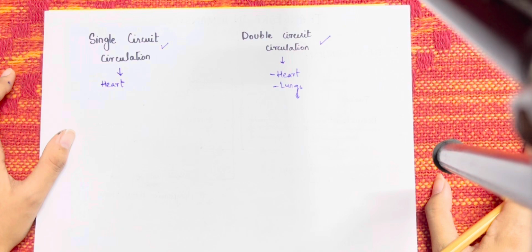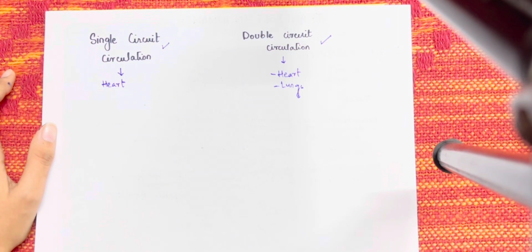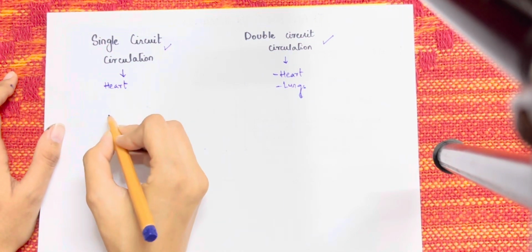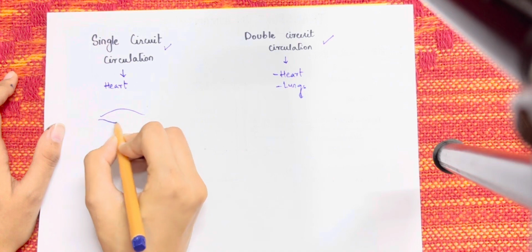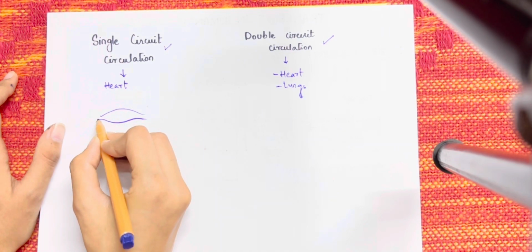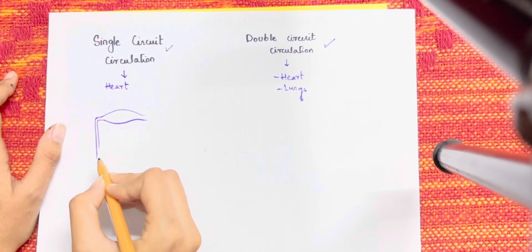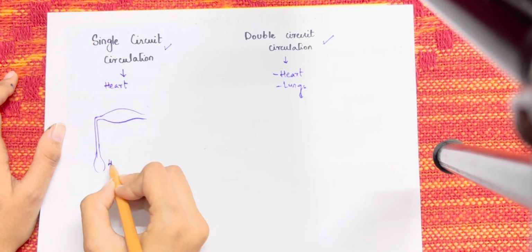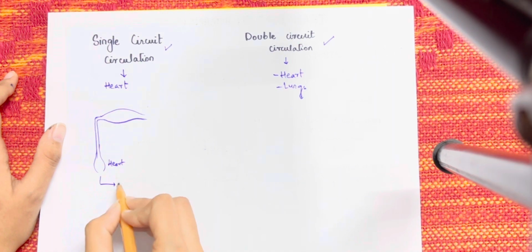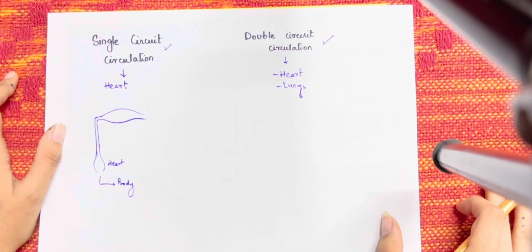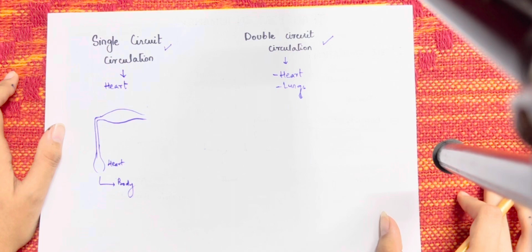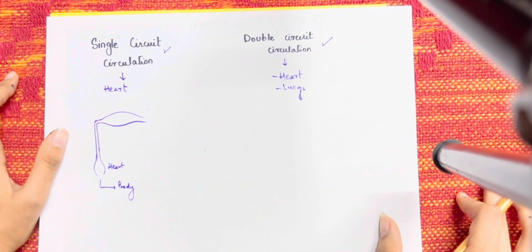When you talk about single circuit circulation, let's take the example of a fish. In a fish, the blood is only transported within the heart and then it is transported to the body. It does not involve any lungs or lung capillaries. That's why we say there is a single circuit circulation, and the blood passes only once through the heart and then it is transferred to the body.